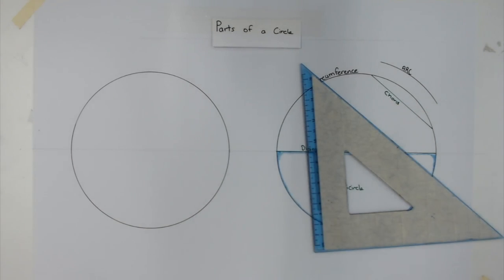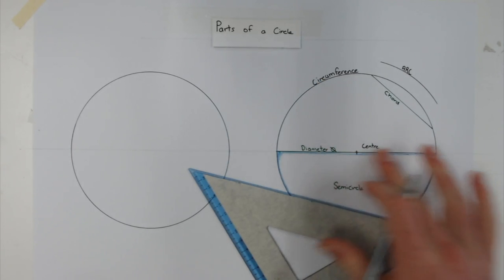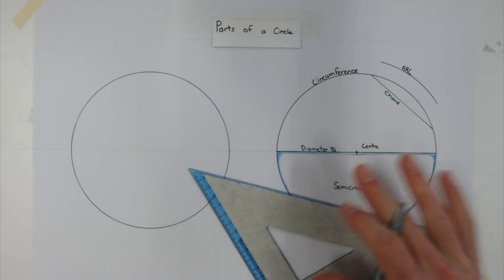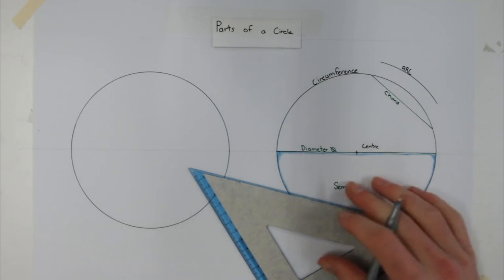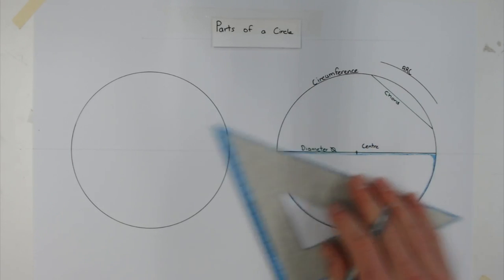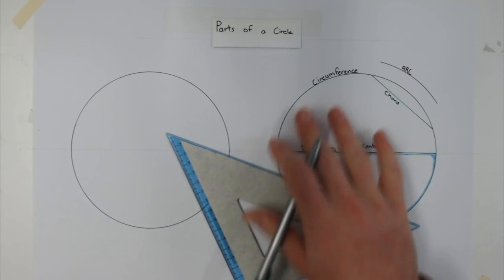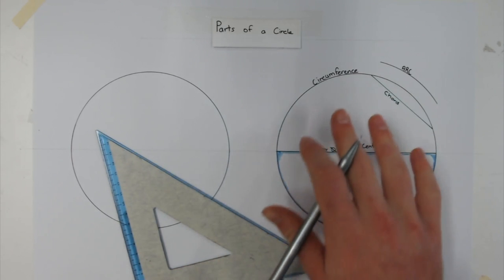Perfect. So that is what a chord is. It's similar to a diameter, but it does not pass through the center point. It just passes through the circle itself, okay? Now, this is kind of fully done up here, and we've got our semicircle and everything.